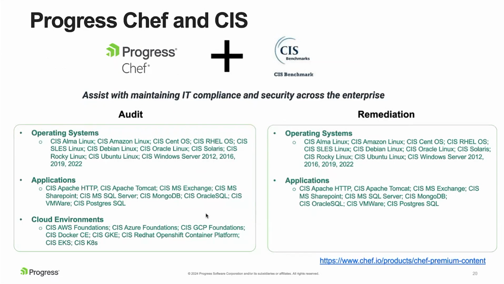So now let's see the strength of CIS benchmarks and the strength of Progress Chef. We have the concept of delivering the audit cookbooks and remediation in a premium content package. With all the CIS benchmarks, we have developed audit cookbooks for the operating system portfolio, applications portfolio, and cloud environments portfolio. And we have remediation in the same way for the operating systems and the application portfolio. We are yet to start the remediation cookbooks for cloud and container environments.